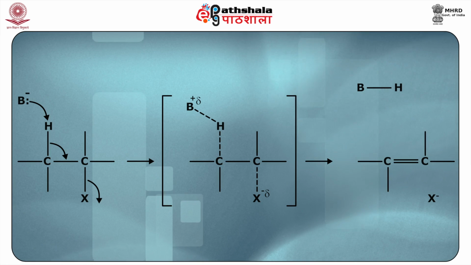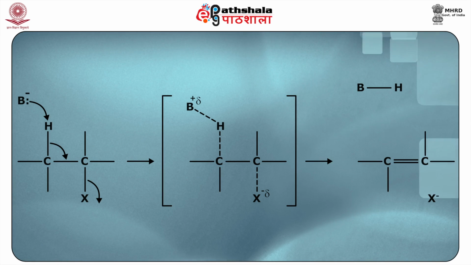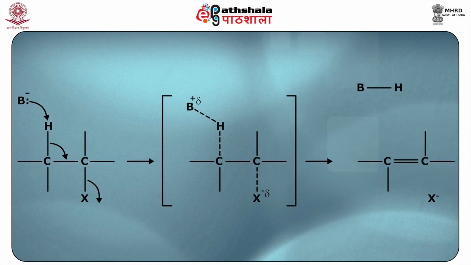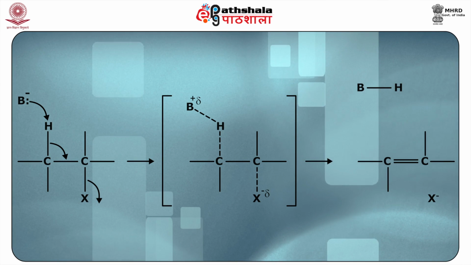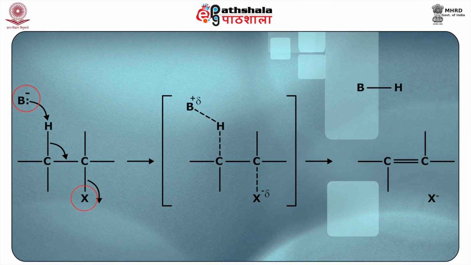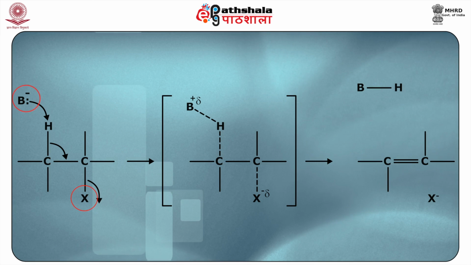Now this simultaneous removal of the proton by the base and loss of the leaving group X for the formation of the pi bond takes place in the E2 mechanism. This E2 mechanism is very similar to the SN2 mechanism, where two things were happening at the same time in a concerted way. So in this case, the base is abstracting a proton at the same time when X is leaving the carbon.